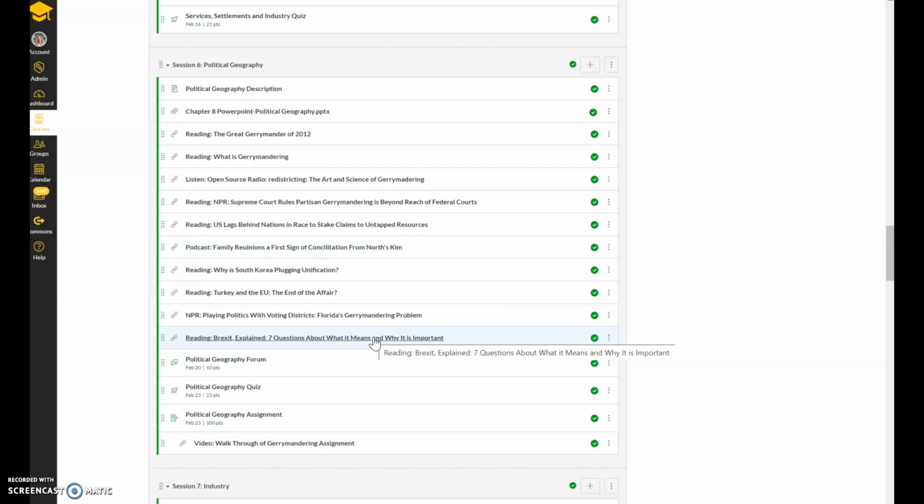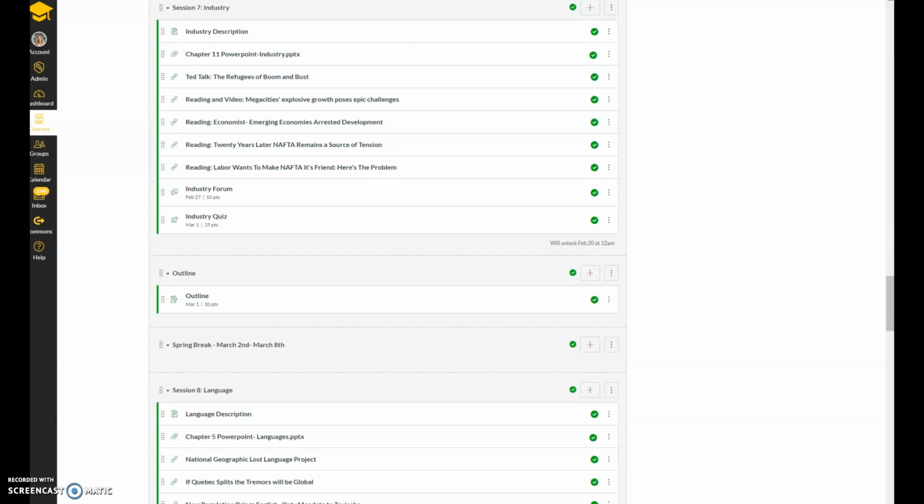Do not forget that you have your gerrymandering assignment. You have your initial post due by Tuesday, response post due by Thursday. You have your quiz on political geography due by Sunday, 11:59, as well as your political geography assignment. Looking ahead, you will also have your outline due for your final research paper by March 1st.